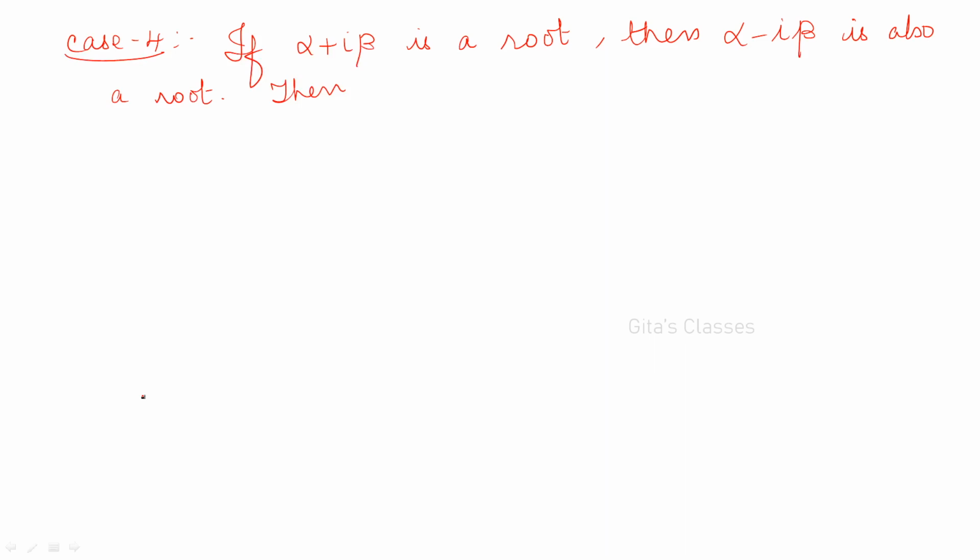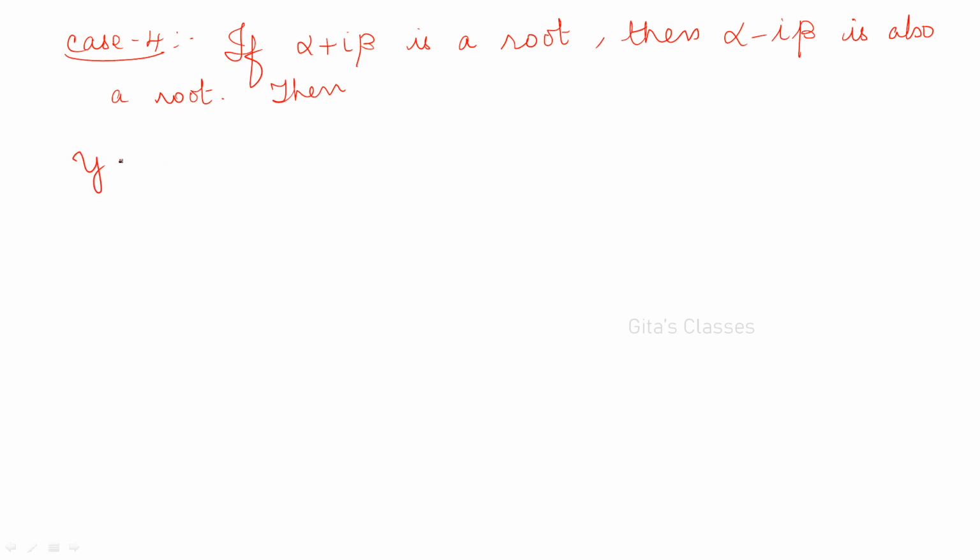Now, there may be complex roots also. So if alpha plus i beta is a root, we know the property: if you have complex roots, they occur in pairs only. So if alpha plus i beta is a root, definitely alpha minus i beta will also be a root. Then here we have two values, right? So two constants we have to accommodate here.